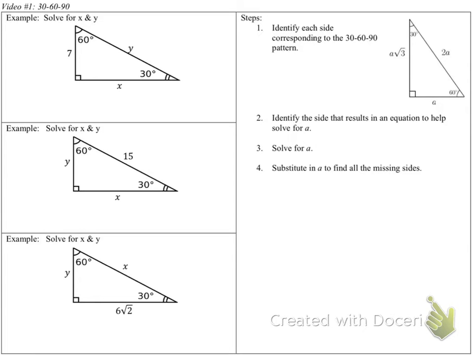So for Integrated 2's video number 1, reviewing the 30, 60, 90 triangle. I'm going to go ahead and follow the steps off to the right-hand side. Follow along with me on the worksheet. Okay, the idea is being able to identify the sides based off of the angle.